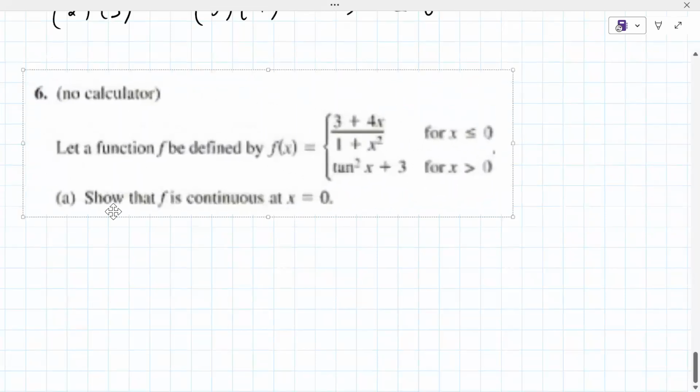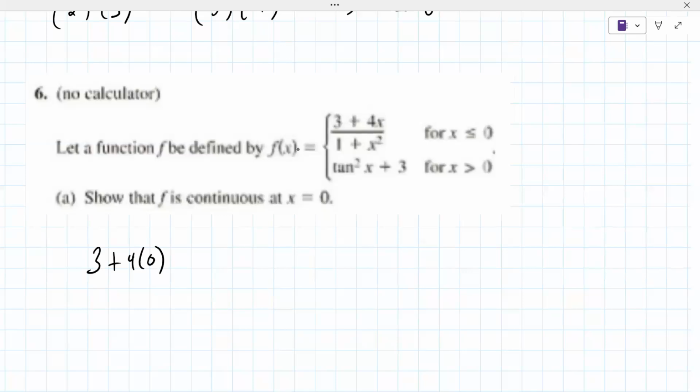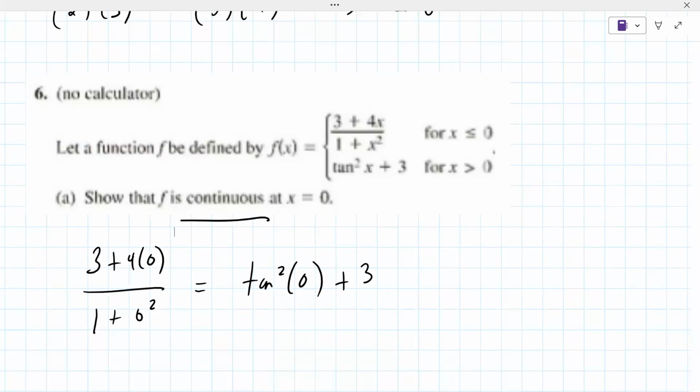Right. Next problem here, 6A: show that f is continuous at 0. To do that, you have to evaluate each function at 0. So you've got to figure out what 3 plus 4 times 0 over 1 plus 0 squared is, and show that that's equal to tangent squared of 0 plus 3. That's for continuity. Nothing to do with calculus, actually. So do you agree here that these are the same? The left is the same as the right? Yeah. All right.